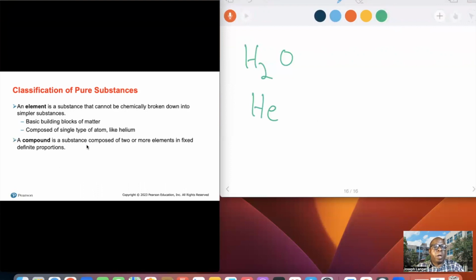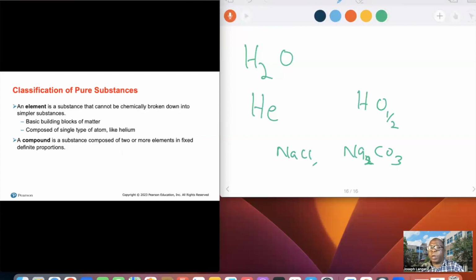A compound is a substance composed of two or more elements in a fixed, defined composition. What this means is you will never see, let's say, for example, a water molecule written differently, like dividing by two. It has a defined proportion. H2O will always be H2O. Sodium chloride will always be sodium chloride. Sodium carbonate will always be sodium carbonate, and so forth.